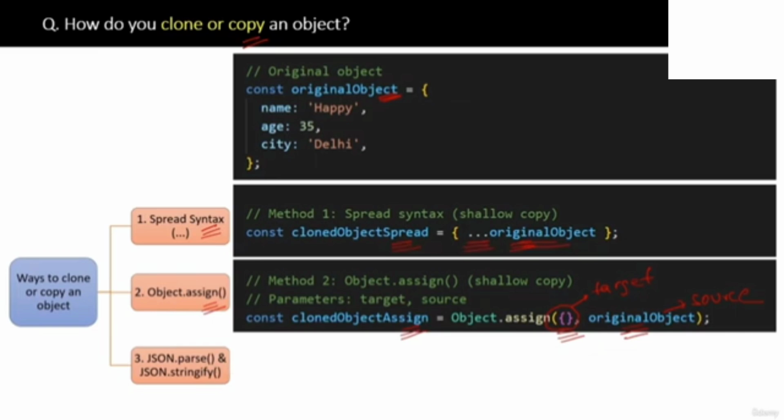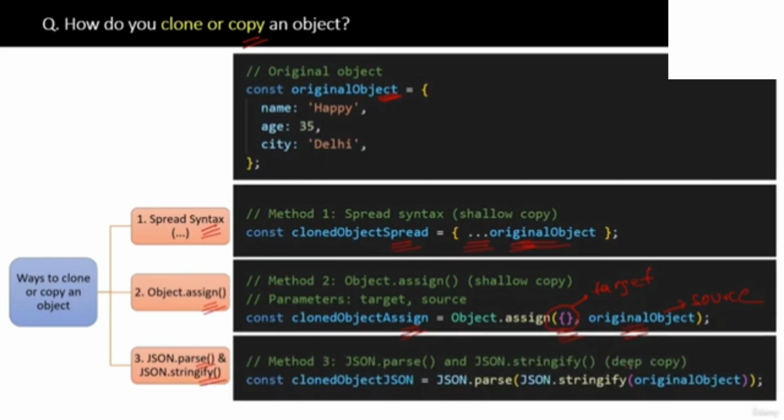Then the third most important technique for copying or cloning the object is by using the JSON methods parse and stringify, and that is for deep copy. I will explain the difference between deep copy and shallow copy in the next question. But basically, here we will first convert the original object to a string by using the JSON.stringify method. And then we will parse that string back into the cloned object by using the JSON.parse method, which converts the string back into the object. And this is the most popular way of cloning or copying the object, which mostly we use. And that is the answer to this question.